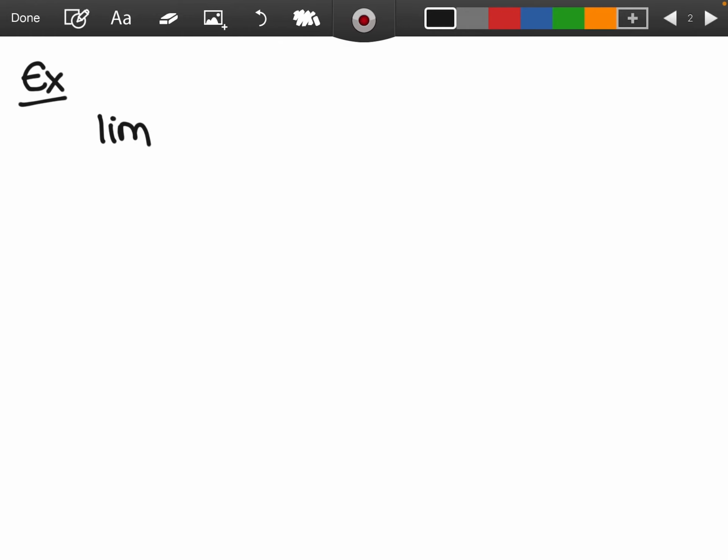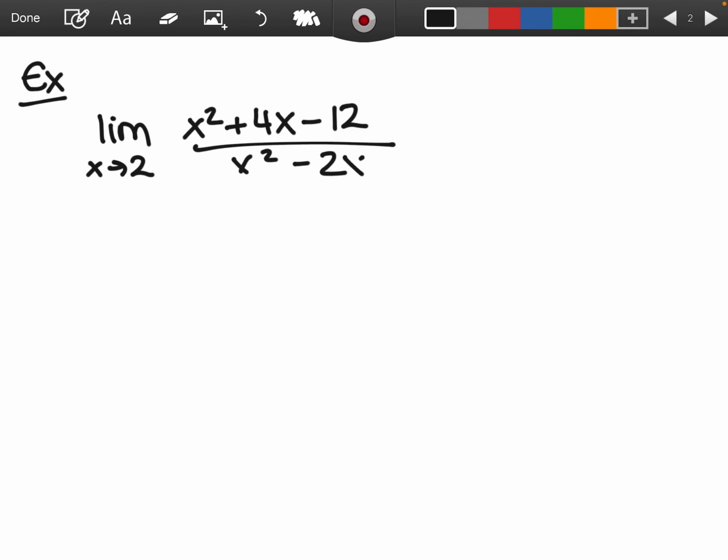The first example that I want to look at is the limit as x approaches 2 of x squared plus 4x minus 12 over x squared minus 2x. The reason that I want to go through these examples is kind of going back to what we just talked about with evaluating functions at that particular x value.